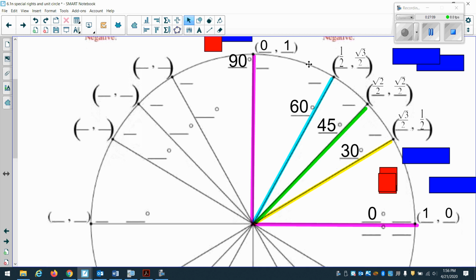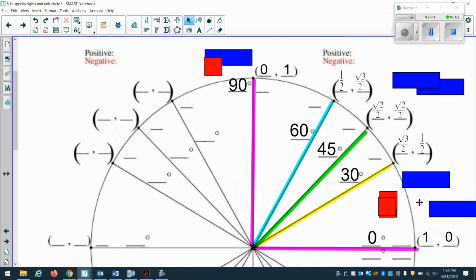So I want you to ask yourself, do you see similarities all the way around? Can you make some connections? So pause right there, and then we'll fill out the rest of the circle. Okay, so you notice first quadrant, all my coordinates are positive. What's going to happen when I move to the left-hand side? Once I go past 90, does anything change to the coordinate points? If you said your x values become negative and your y still remains positive, you are correct.